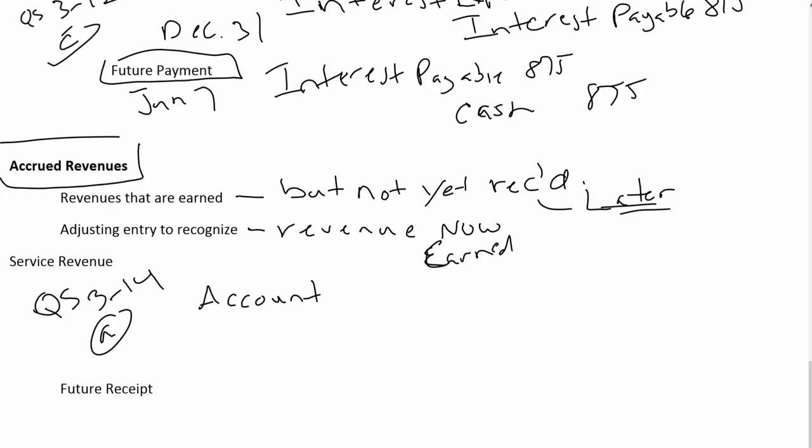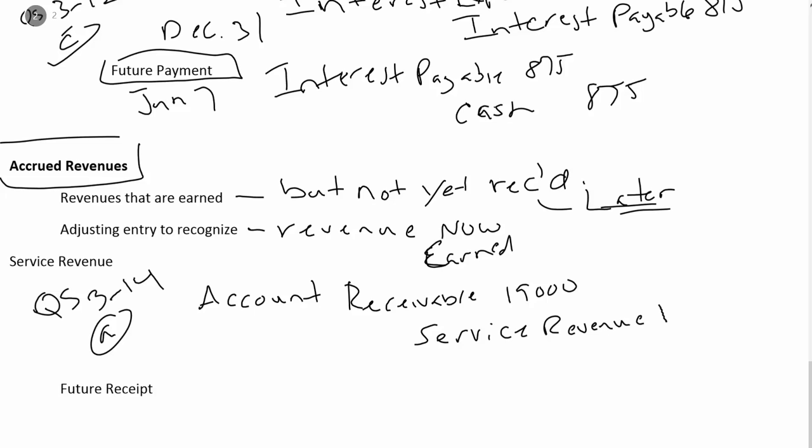I'm going to debit accounts receivable for that $19,000, and I'm going to go ahead and record, let's just call it service revenue, the revenue now. And so that would be the entry.